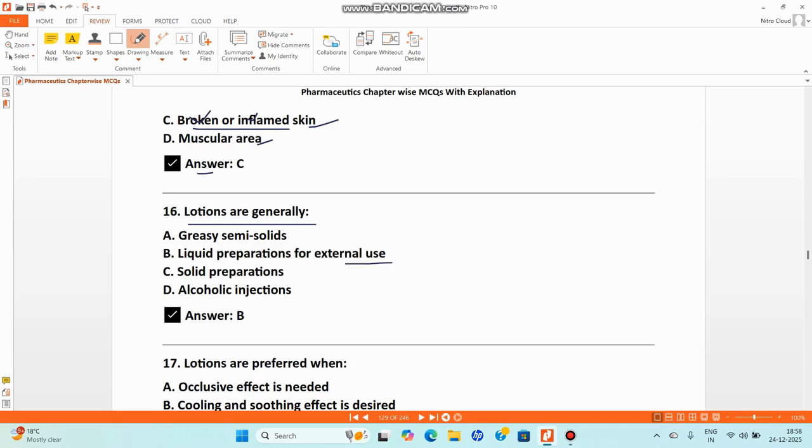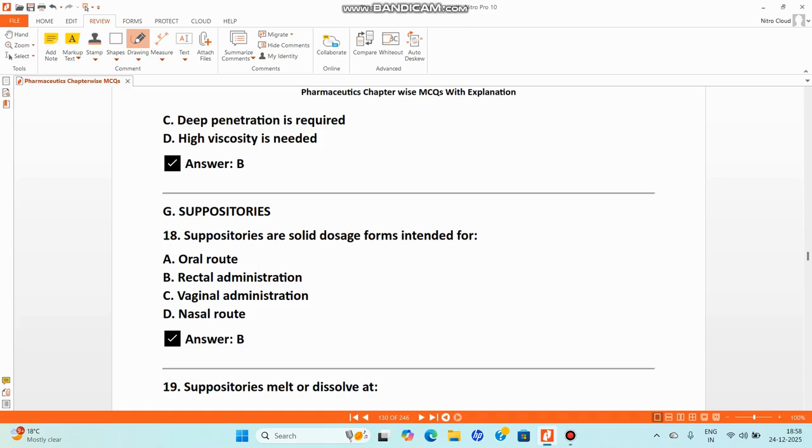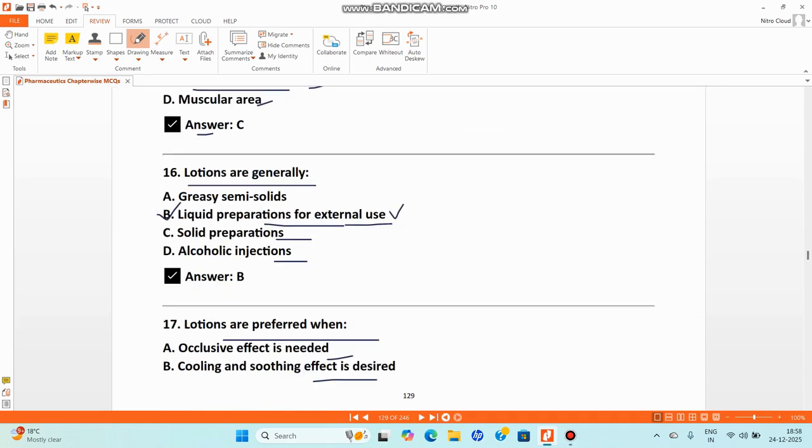So lotions are generally greasy semi-solid, liquid preparation for external use, solid preparation, or alcoholic injection. So the answer will be liquid preparation for external use. This is lotion. Lotions are preferred when occlusive effect is needed, cooling and soothing effect is desired, deep penetration is required, or high viscosity is needed. So the answer will be B.